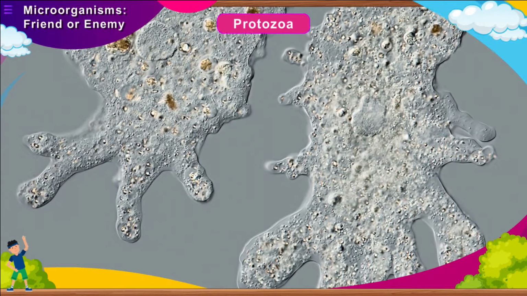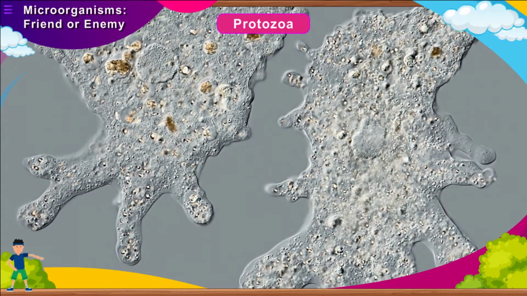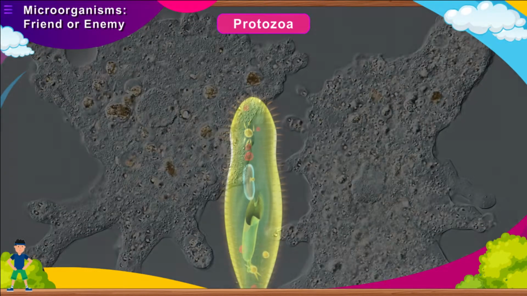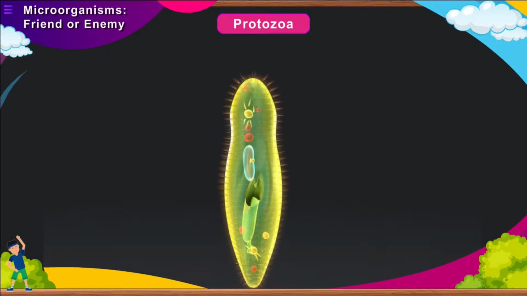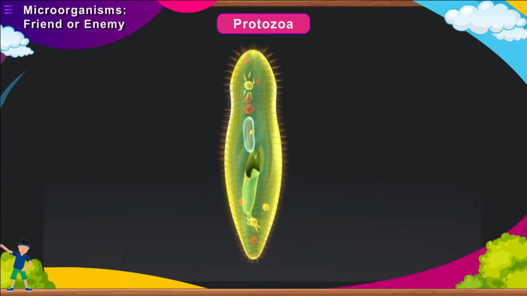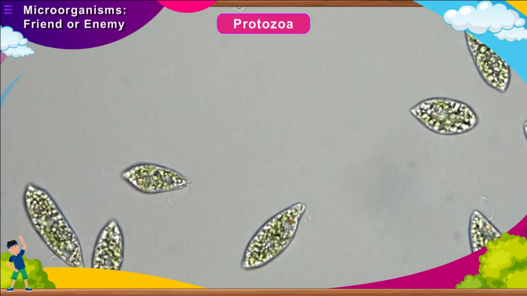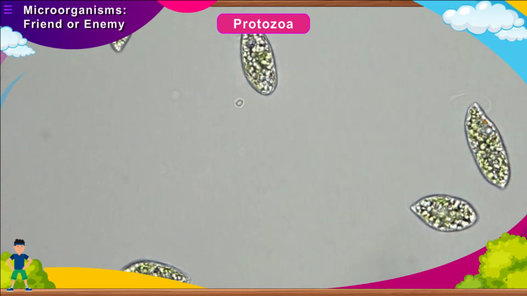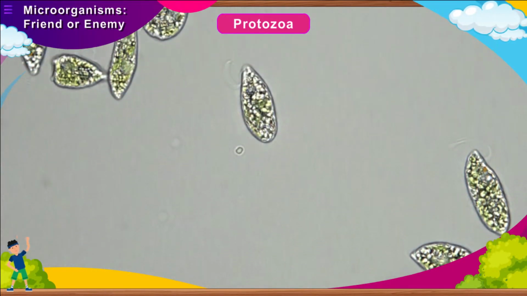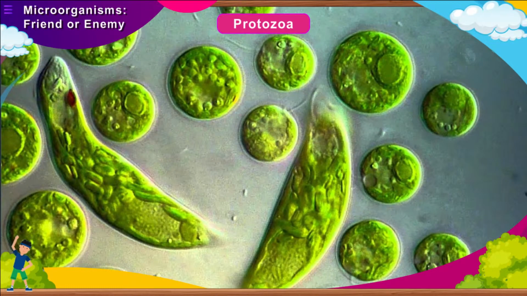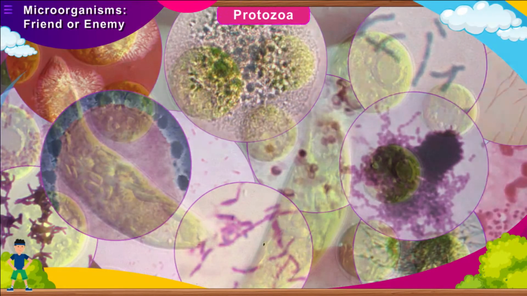Amoeba traps food and moves with the help of pseudopodia. Pseudo means false and podium means foot. Paramecium has cilia all over its body, which are small, bristle-like hair that help in locomotion. Euglena has flagellum, a whip-like structure for its movement. It is remarkable as it possesses chlorophyll and can make its own food. It is considered a connecting link between plants and animals.